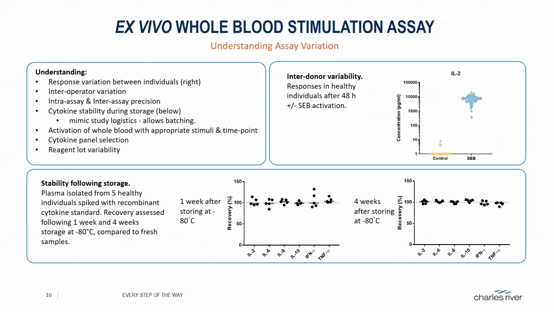So again, this slide lists some of the characteristics we may choose to look at during the validation phase. And on the upper right-hand figure, we're looking at superantigen stimulation with SEB and showing that we've got a robust window of response between our unstimulated control and the SEB stimulated, but we do see some variation between donors in terms of the magnitude of response. What the lower figure shows is that if we spike standard recombinant cytokine standard into plasma and then measure these levels after 1 or 4 weeks at -80, we can still detect the analytes after a prolonged storage. So this would then facilitate batching.